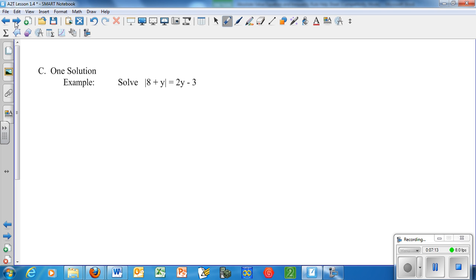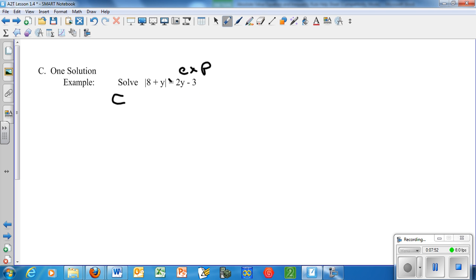The last example in the lesson, notice what's different right here. We already have the absolute value part isolated. That's all that's on the left-hand side. But there's an expression over here. Again, if this is an expression, you cannot look at that being a positive or negative. So we don't know if it has solutions. We have to do our two cases.